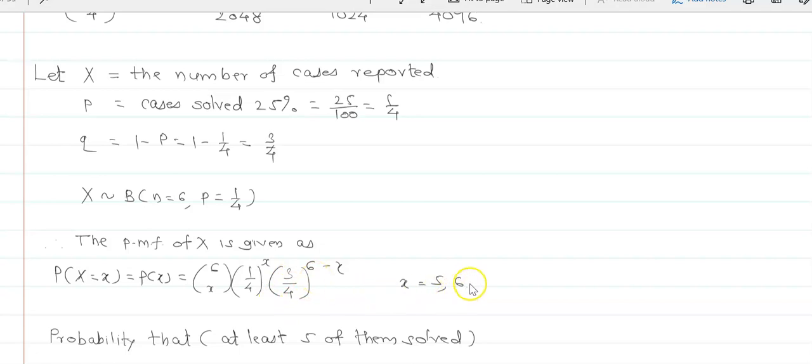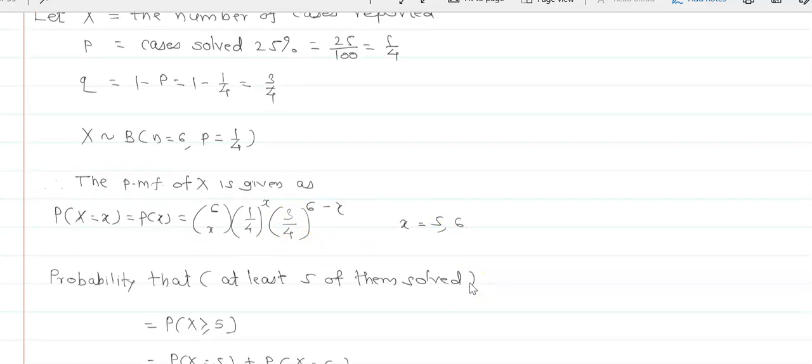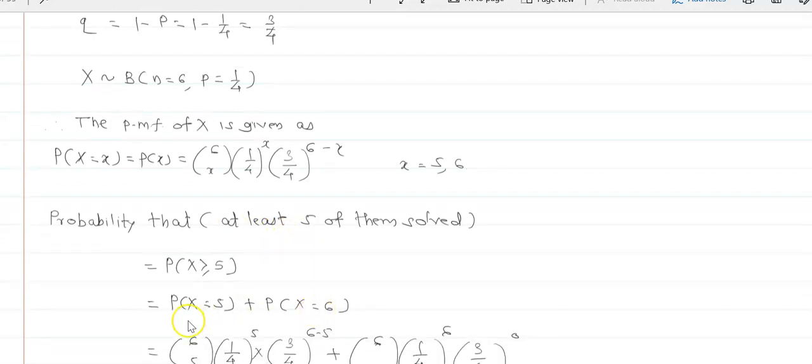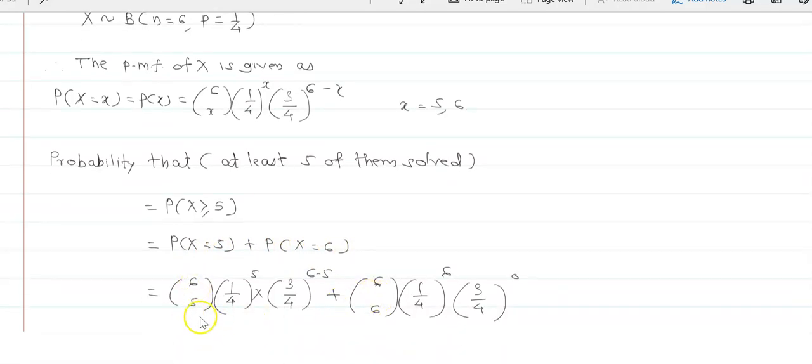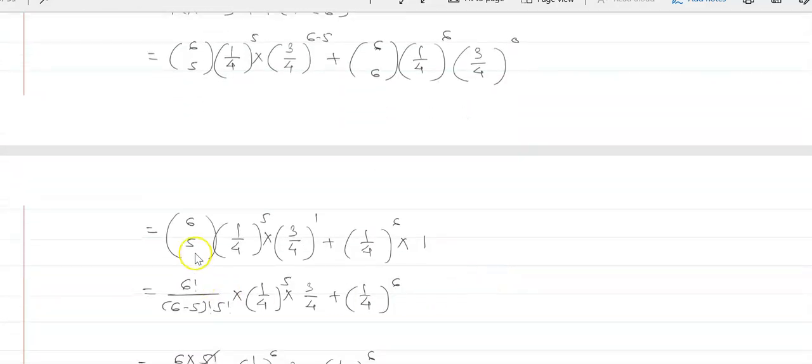X is equal to 5 or 6, at least 5. Therefore, the probability that at least 5 of them are solved means P of capital X is greater than or equal to 5. Therefore, P of capital X equals 5 plus P of capital X equals 6. Substitute the value: 6C5, (1 by 4) raised to 5 into (3 by 4) raised to 6 minus 5, plus 6C6, (1 by 4) raised to 6 and (3 by 4) raised to 0. And that's why you will get 6C5 into (1 by 4) raised to 5 into (3 by 4) raised to 1 plus (1 by 4) raised to 6 into 1.